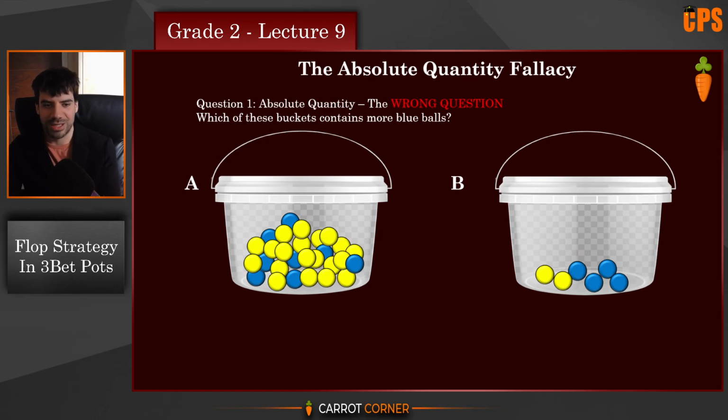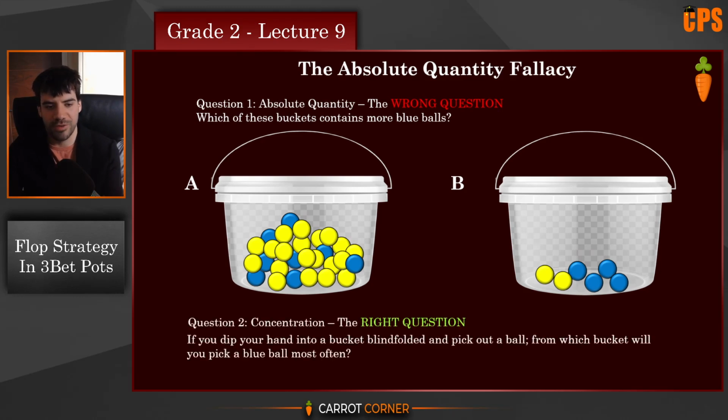Choosing bucket A because it contains more blue balls would be to completely forget about the fact that it's the frequency from which you draw the blue ball from your bucket that actually matters, and not how many started there in absolute terms. Thus, the correct question to ask yourself about this game would be the following. If you dip your hand into a bucket blindfolded and pick out a ball, from which bucket would you pick the blue ball most often?